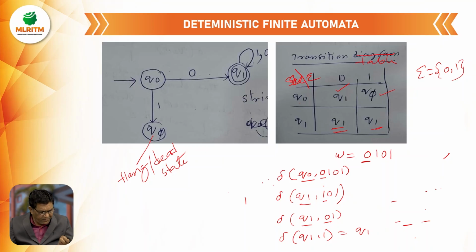Before that, what I said: if it reaches the final state, Q1 is the final state. When it reaches the final state, then the string is accepted by the finite automata. As per this example, is the string accepted or not? Yes, this is accepted by finite automata. This is the first example.